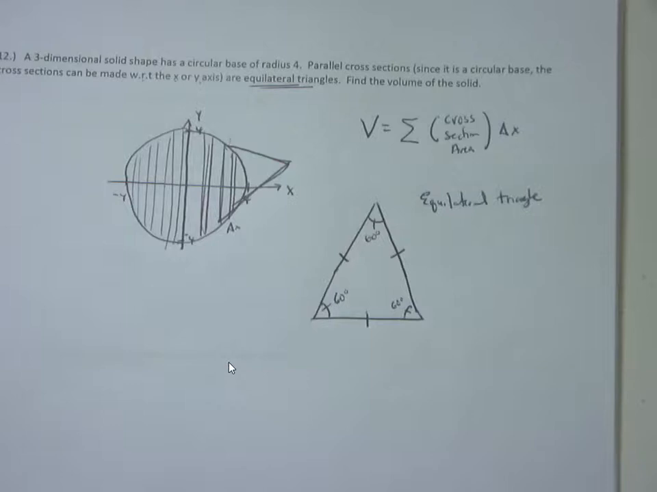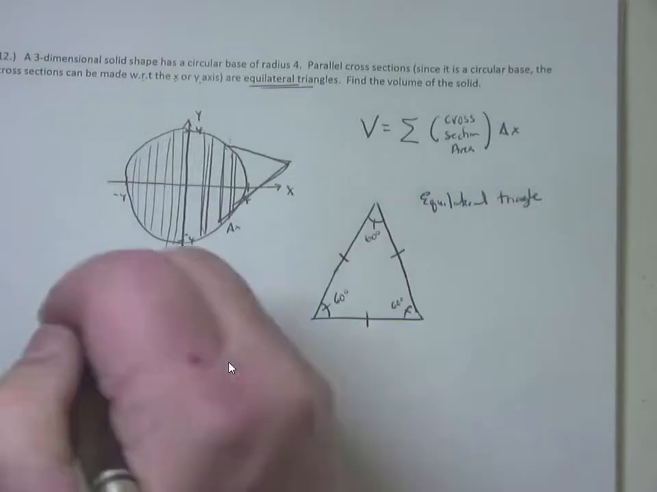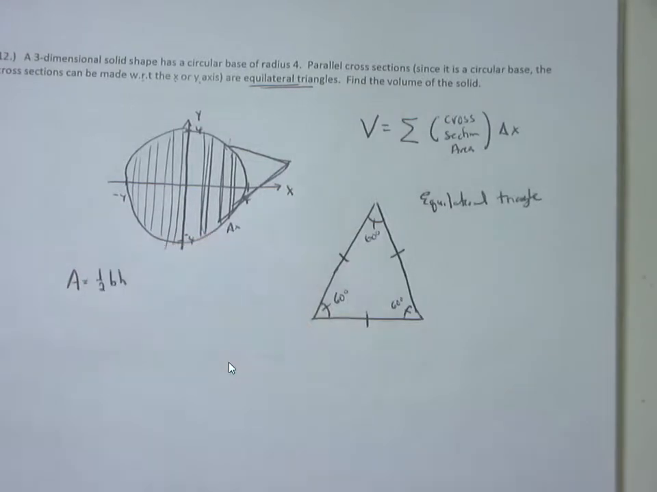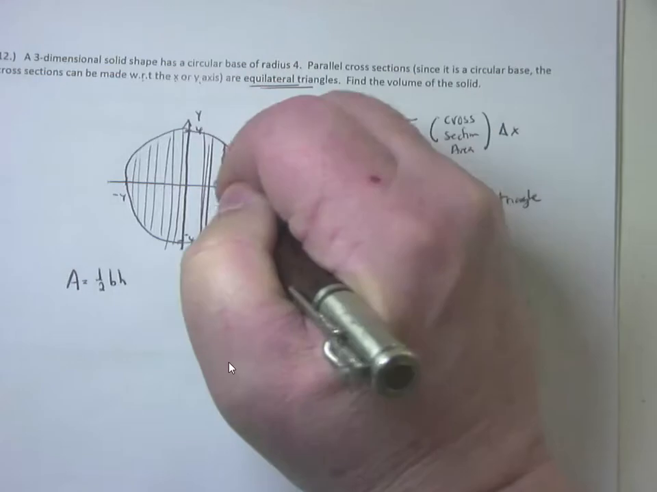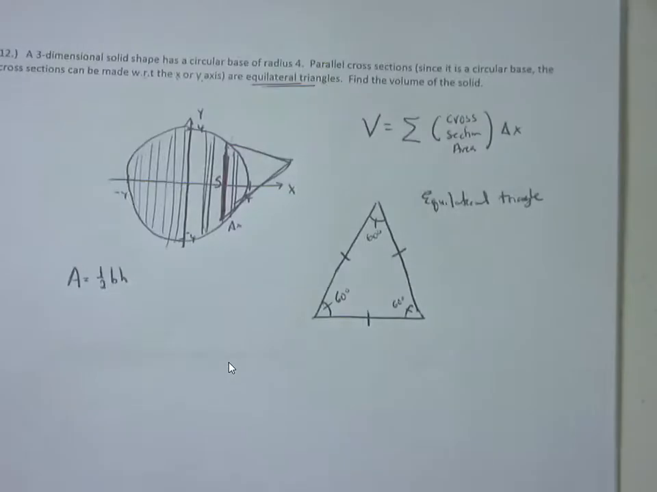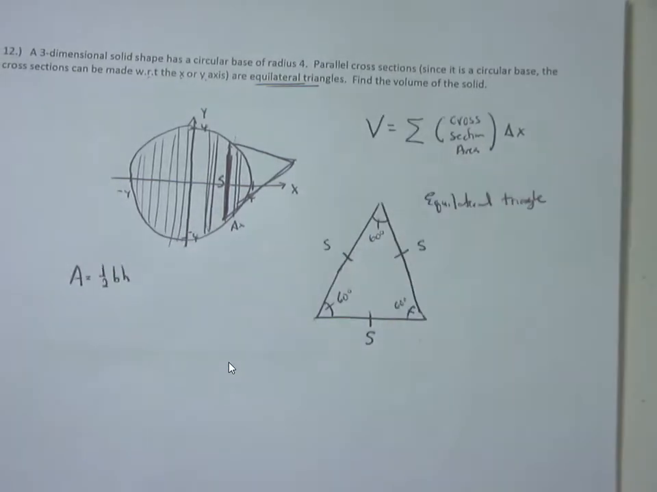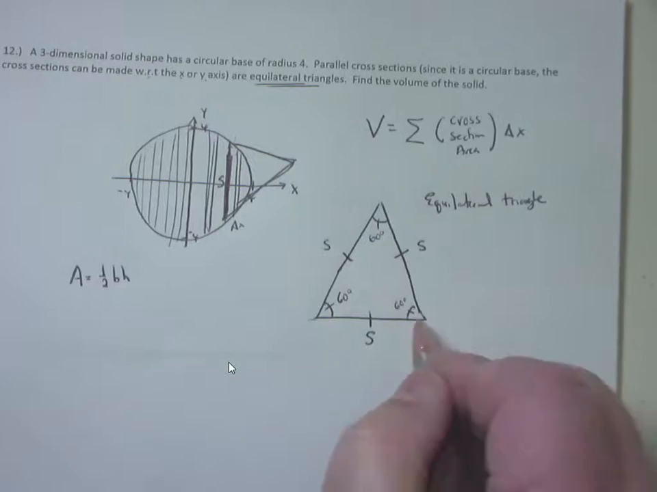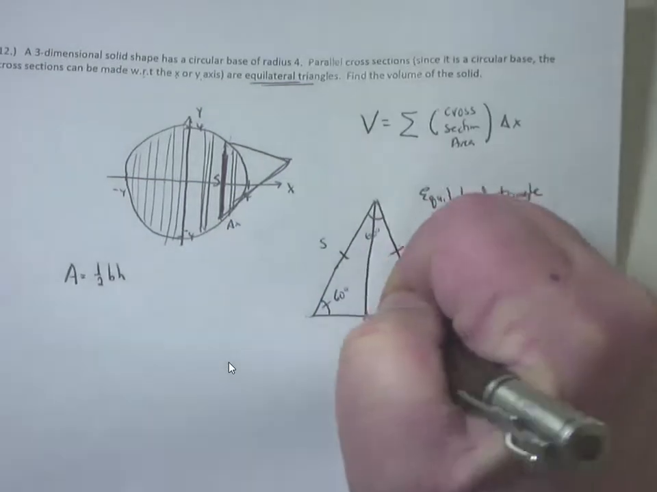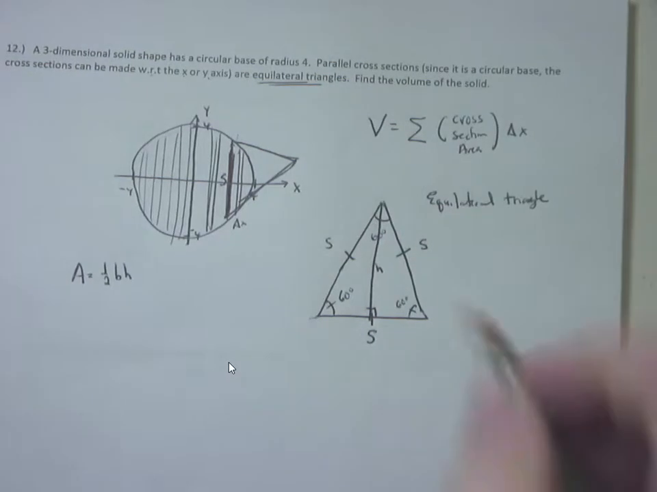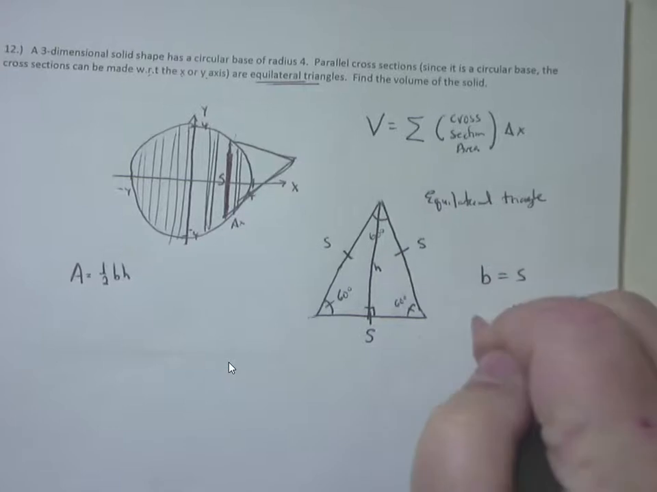You with me? Now, remember cross-section area, area of a triangle is 1/2 base times height. The base is right here. The base is the side. We'll get into the variables in just a second. So I'm going to call this side S. So this is a side and this is a side. Does that make sense? But to get the area of a triangle, it's 1/2 base times height. Well, the side is the base, but I have to figure out this height. So my base is equal to S, but what about the height?